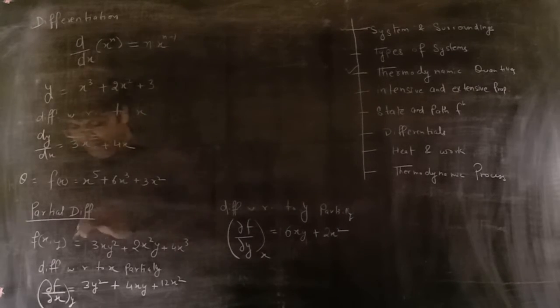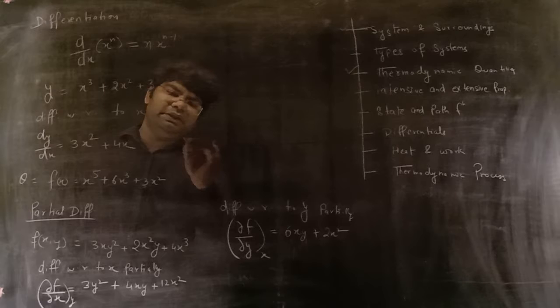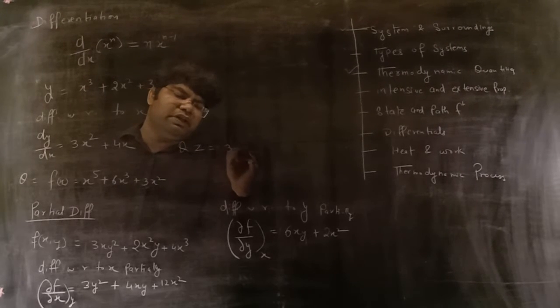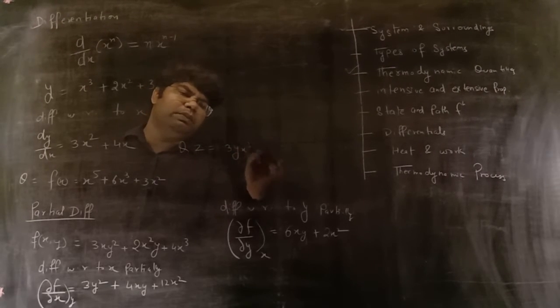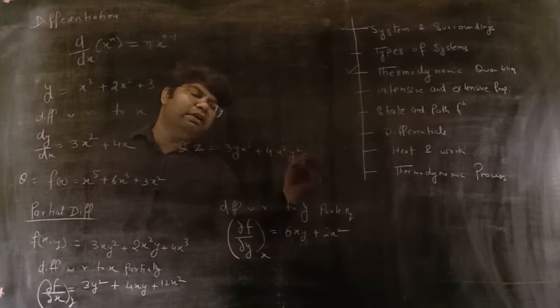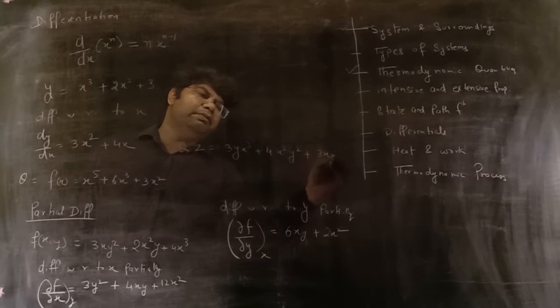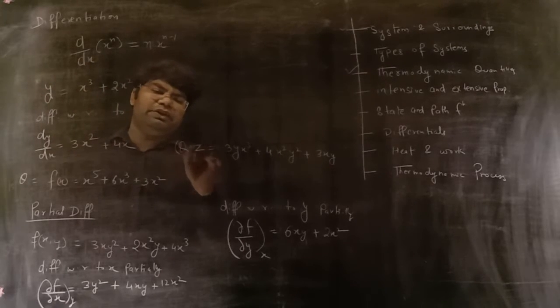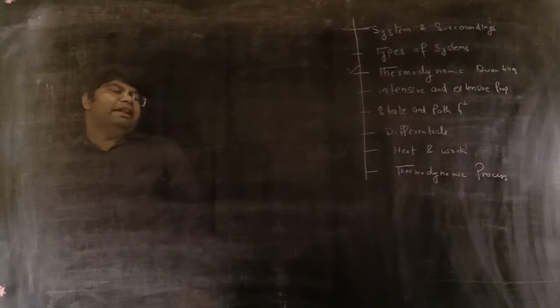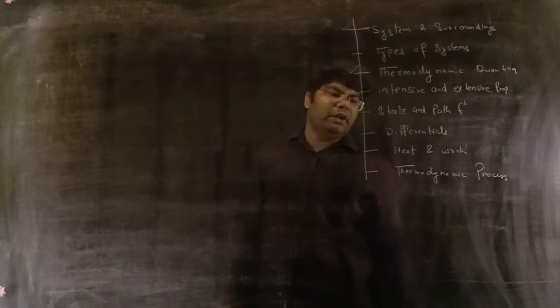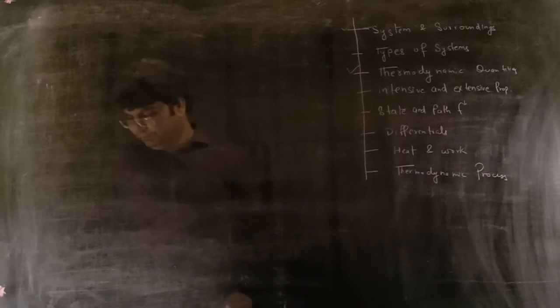Now a problem for students: partially differentiate this function. The question for you is, partially differentiate z is equal to 3y by x cube plus 4x square y square plus 3xy. You have to partially differentiate this function. This is the question for you. So students, we have seen what differentiation is, simply how you have to do it, and what partial differentiation is. Now I will teach you total differentiation.